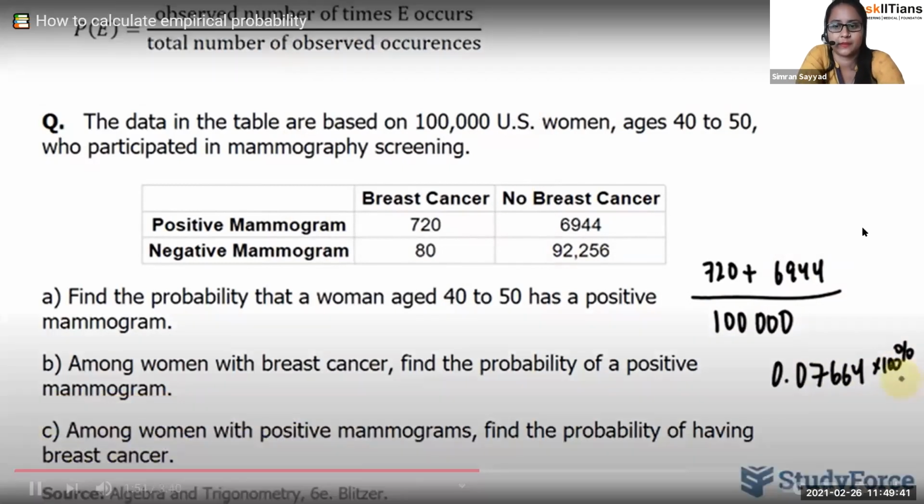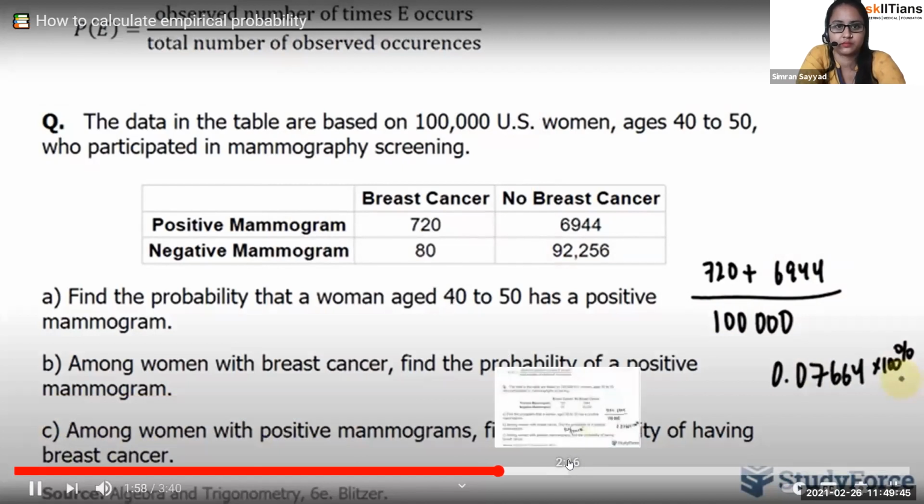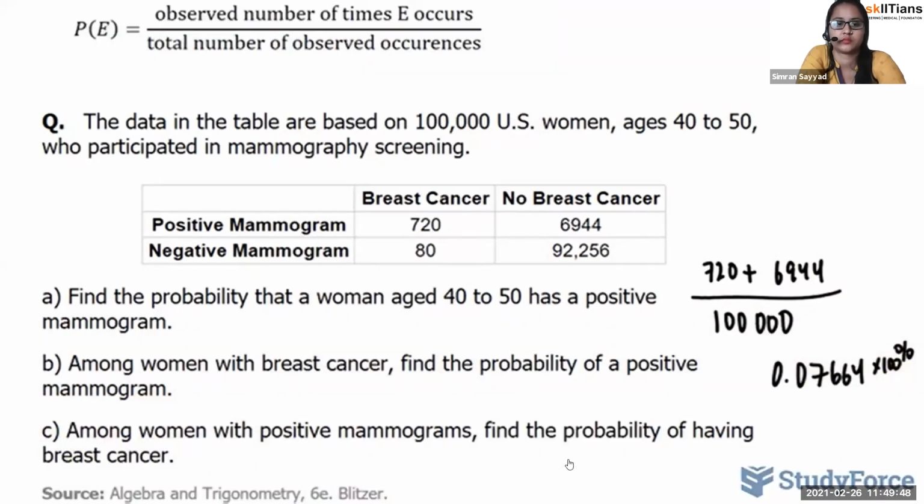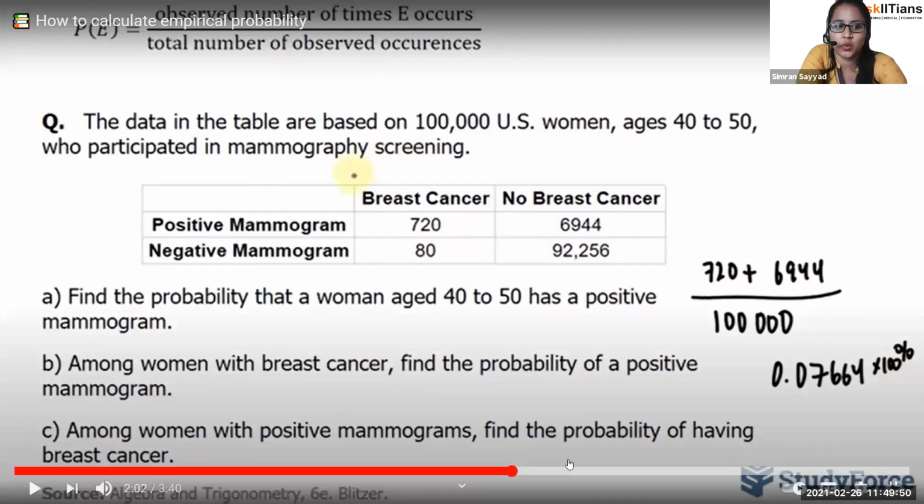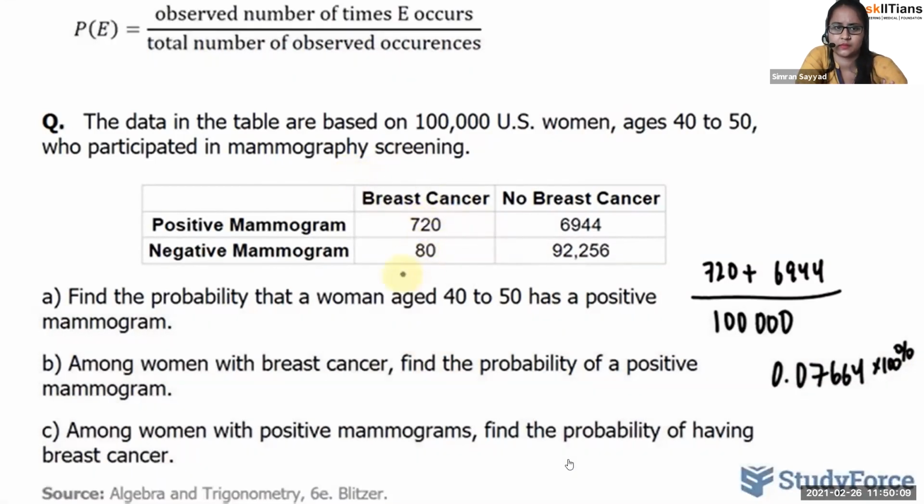Next, you ask for women with breast cancer, find the probability of a positive mammogram. In question B, they have said among women with breast cancer. So with only breast cancer, it is 720. That is the observed number, and the total observation is not 100,000; it is the number of women with breast cancer, the positive and negative parts added together.